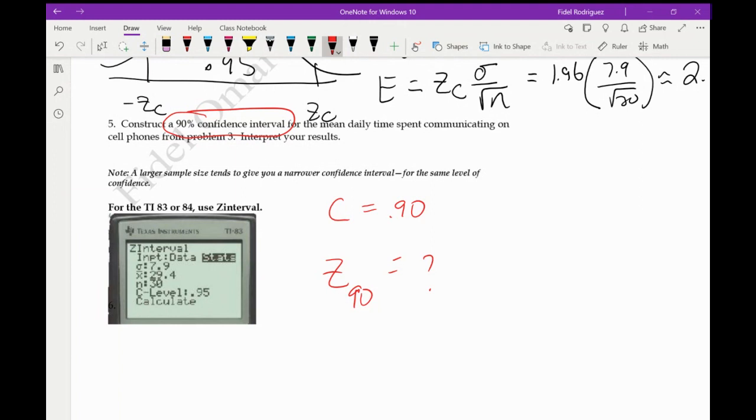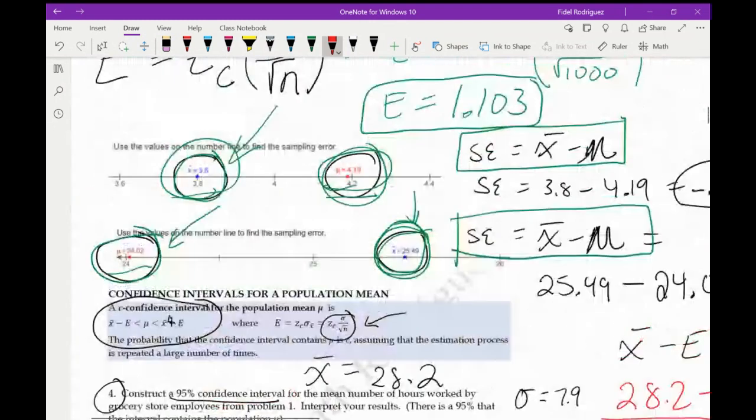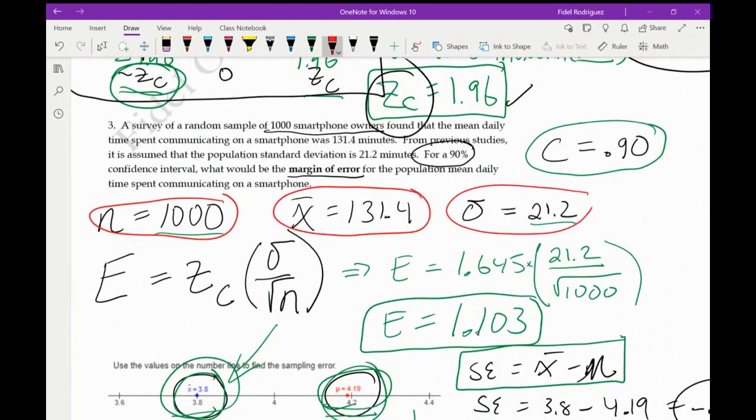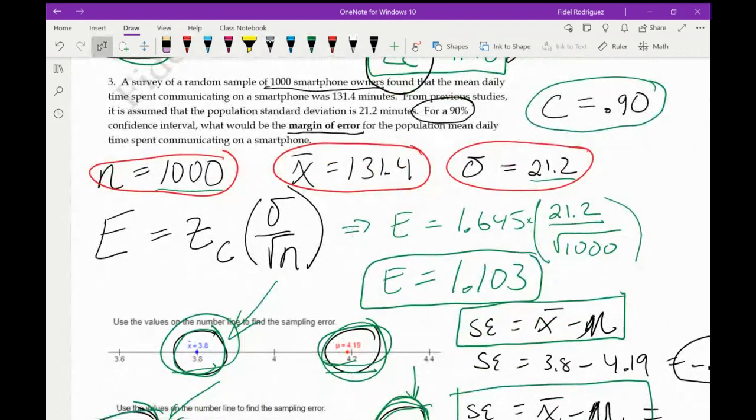In problem number 3, let me scroll back to problem number 3 if I can find it. Here we go. We knew that our N was 1,000, my X bar was 131.4, and my sigma was 21.2. So I'm going to write those numbers down so that I don't forget them. N is 1,000, X bar is 131.4, and sigma is 21.2.